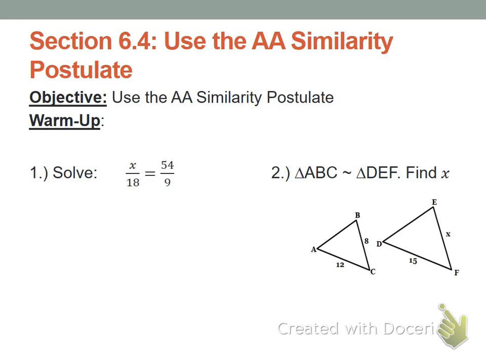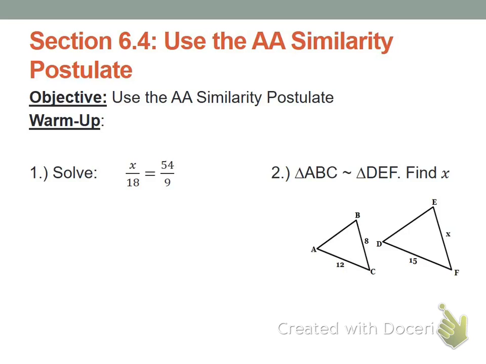All right, today we're moving on to section 6.4. We are going to use the AA similarity postulate. Thinking back to last semester when we talked about triangle congruence, what do you think AA might stand for? Angle, angle. So this time we are going to learn ways to prove that triangles are similar instead of congruent. So again, it'll feel a little familiar to us, but we are going to focus on similarity instead.